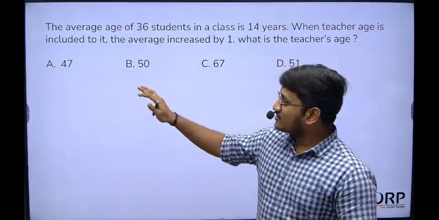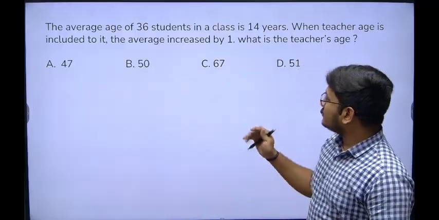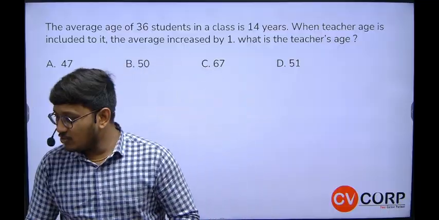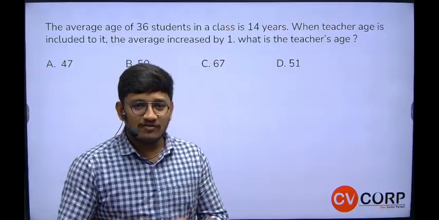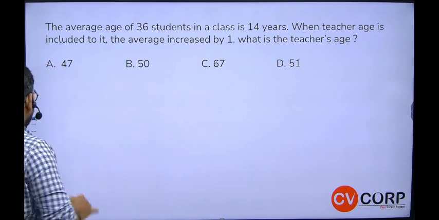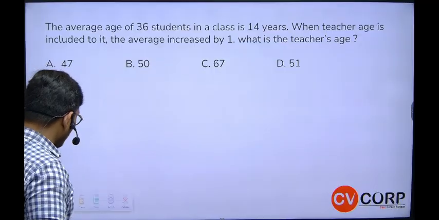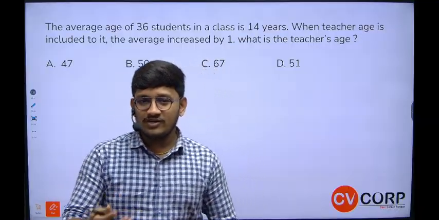Let's consider this question. The average age of 36 students in a class is 14 years, and when the teacher's age is included, the average increases by 1. They are asking us to calculate the teacher's age. Let's see how students will usually start solving this kind of question. I'll explain using the traditional method, and then we'll think about the logic of the chocolate method we discussed in yesterday's class.